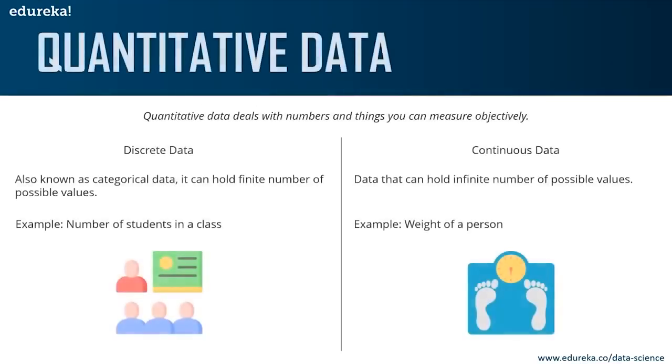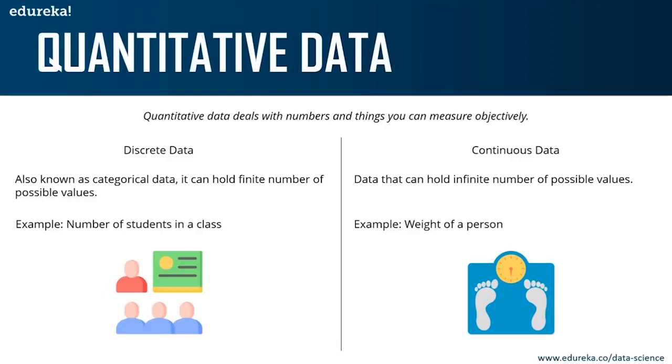Now let's move on and look at quantitative data. Quantitative data basically deals with numbers and things. You can understand that by the word quantitative itself. Quantitative is basically quantity, right? So it deals with numbers. It deals with anything that you can measure objectively. There are two types of quantitative data: discrete and continuous data. Now, discrete data is also known as categorical data, and it can hold a finite number of possible values. The number of students in a class is a finite number. You can't have an infinite number of students in a class.